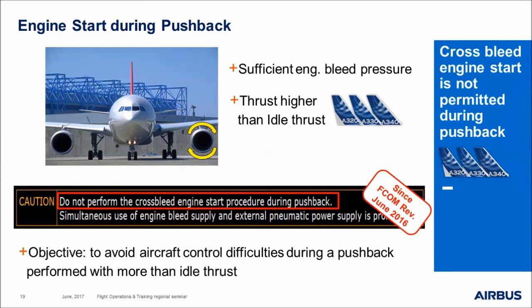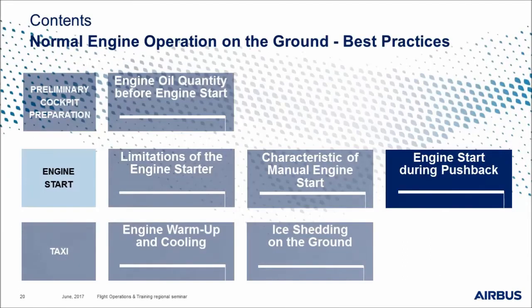That's why the FCOM crossbleed engine start procedure was modified in June 2016 to clearly explain that the crossbleed engine start is forbidden during pushback. The objective is to prevent operators from experiencing aircraft control difficulties during a pushback maneuver performed with an engine providing more than idle thrust. As a summary, I would like to repeat that the engine thrust must not be higher than idle during the pushback maneuver.